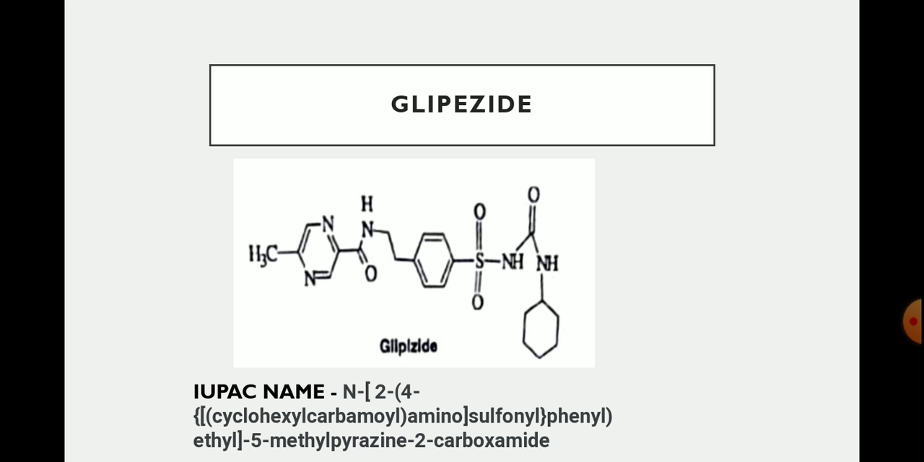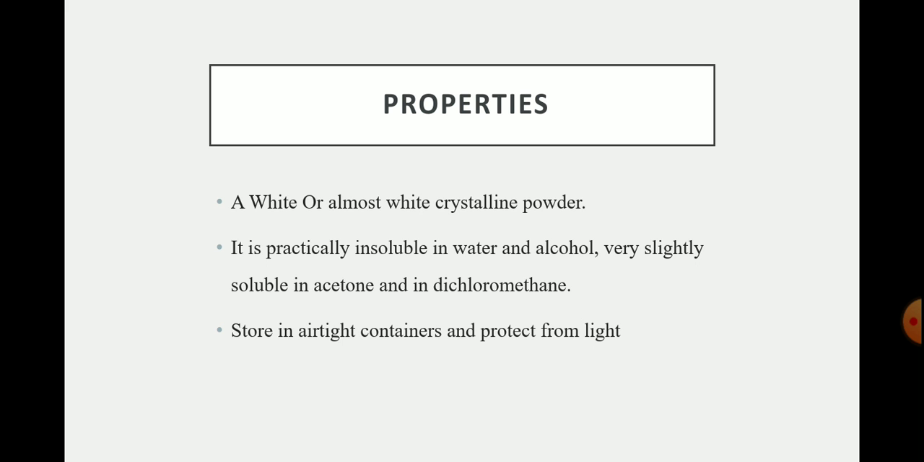Next drug is glipizide. This is the structure of glipizide. The property of glipizide: a white or almost white crystalline powder. It is practically insoluble in water and alcohol and very slightly soluble in acetone and in dichloromethane. It is stored in an airtight container and protected from light. So these are the properties of glipizide.